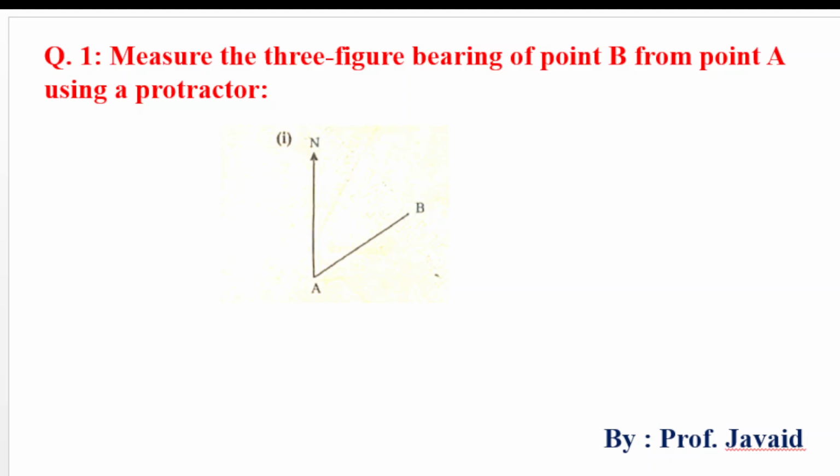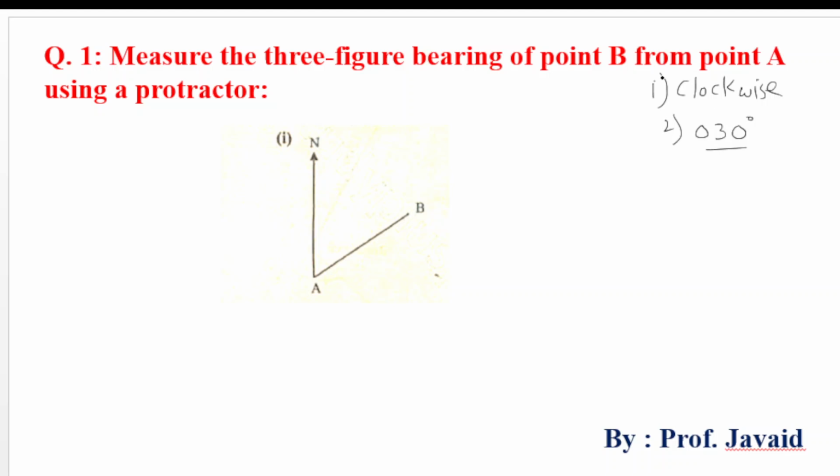So that is: measure the three figure bearing of point B from point A using a protractor. As we know the rules, what are the rules? Bearing always, the first rule is clockwise. I already told this in the first lecture. You can find the rules and properties there. Then you will come to know it must be clockwise, the first thing, and the second is you have to write in three figures. For example, if the angle is 30, we will write it like that.